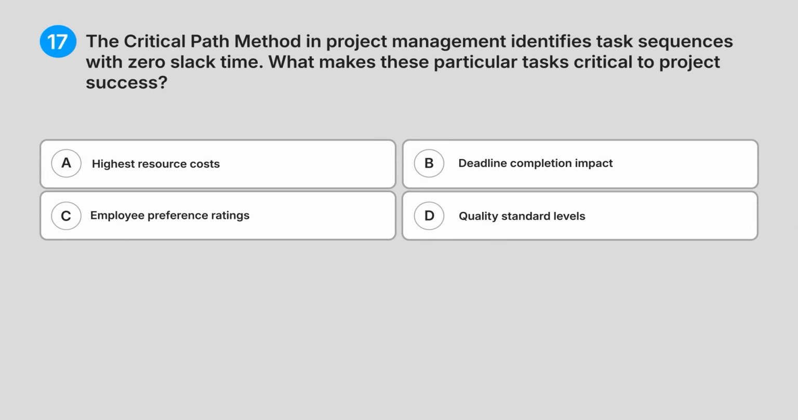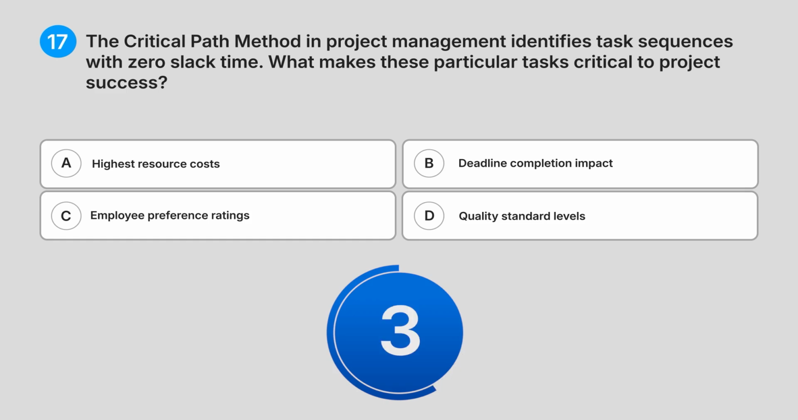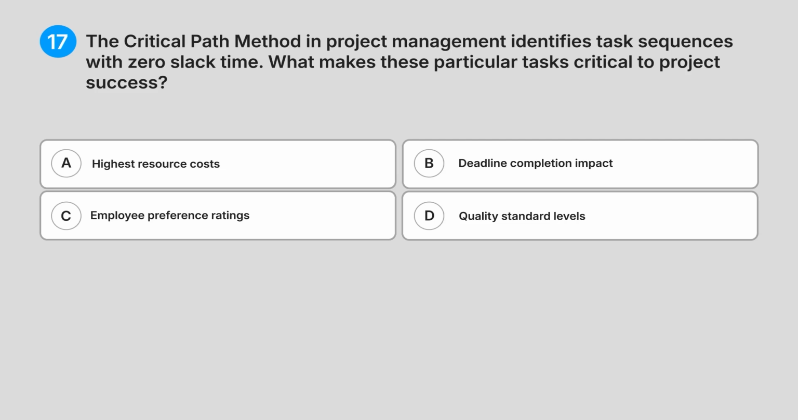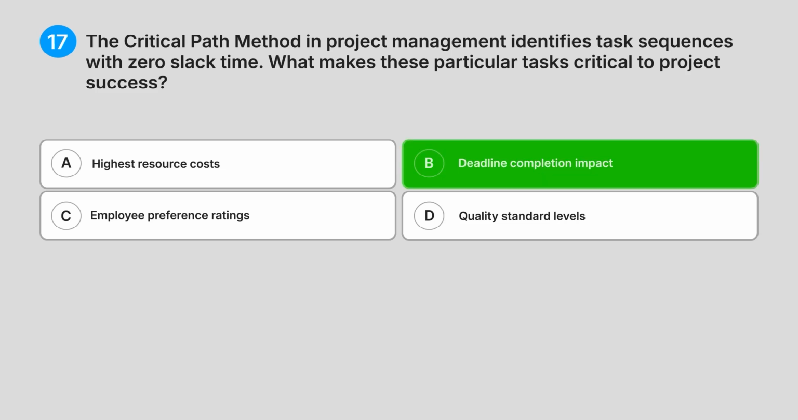17. The critical path method in project management identifies task sequences with zero slack time. What makes these particular tasks critical to project success? A. Highest resource costs. B. Deadline completion impact. C. Employee preference ratings. D. Quality standard levels. Can you guess the answer? Correct answer: B. Deadline completion impact.